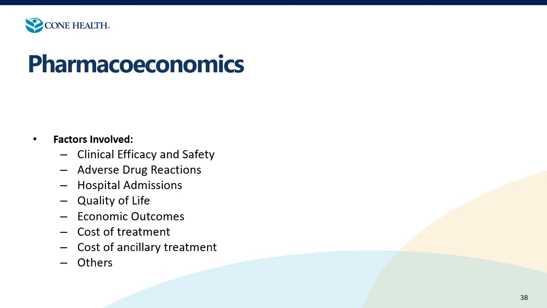So within pharmacoeconomics, there are a multitude of factors that affect how we analyze the cost, the efficacy, and how we conduct these types of studies. So first, we always want to look at the clinical efficacy and its effect on the patient, as well as the safety aspects of the treatment. We also want to look at adverse drug reactions. We want to look at hospital admissions and whether a treatment can help or reduce hospital admissions, as there are costs tied to those. We want to assess the patient's quality of life.